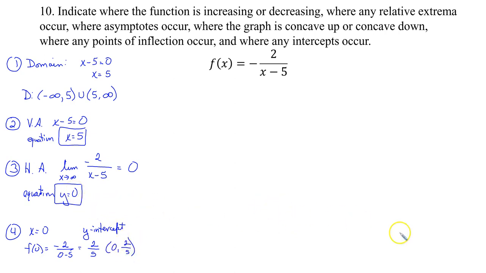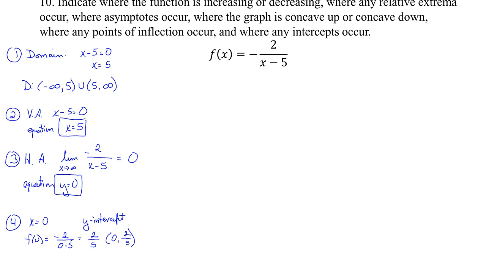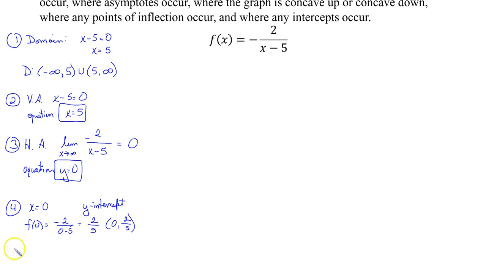This function does not have an x-intercept, and you might be asking why. It doesn't have an x-intercept because the horizontal asymptote is at y is equal to 0. Also, there's no way to make this function equal to 0. So this function has no x-intercepts, because y cannot equal 0. That's another thing that this horizontal asymptote tells us, okay?